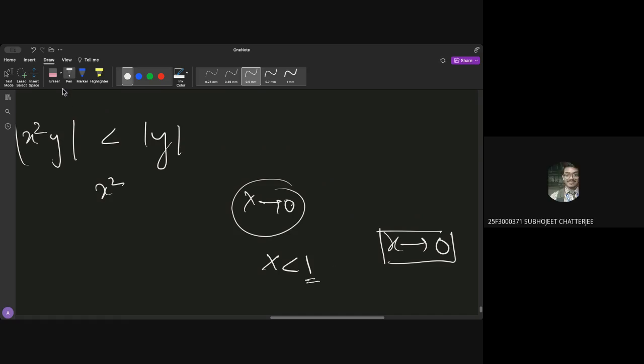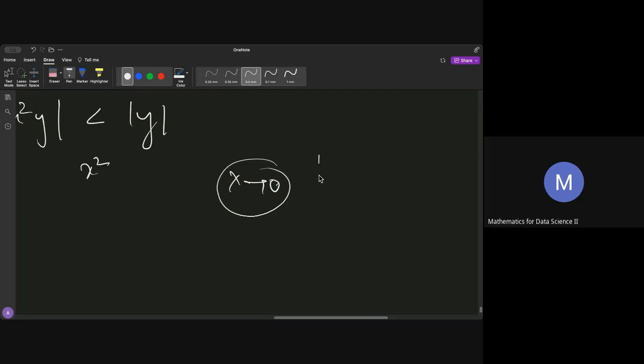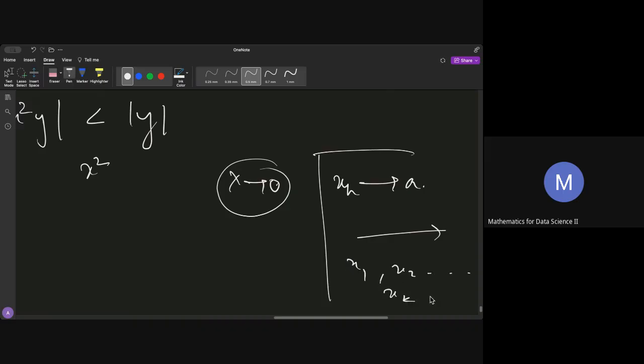So the case that matters is, and this is a point that I want you people to understand, that whenever you have something tending to some point a, then the tail matters. That means if you have x1, x2, and so on till xk, and so on, then even if I remove the first k terms or the first crore terms, it doesn't matter, right? Because we're only interested in what's happening eventually.